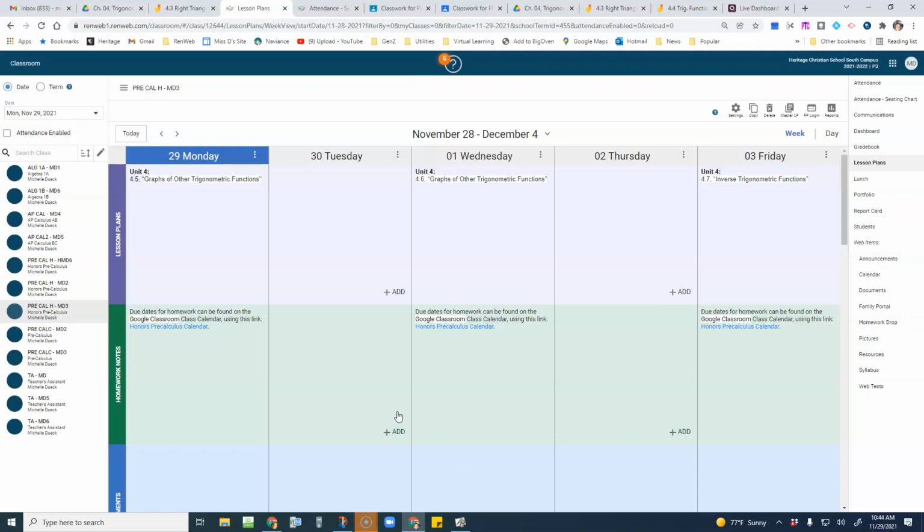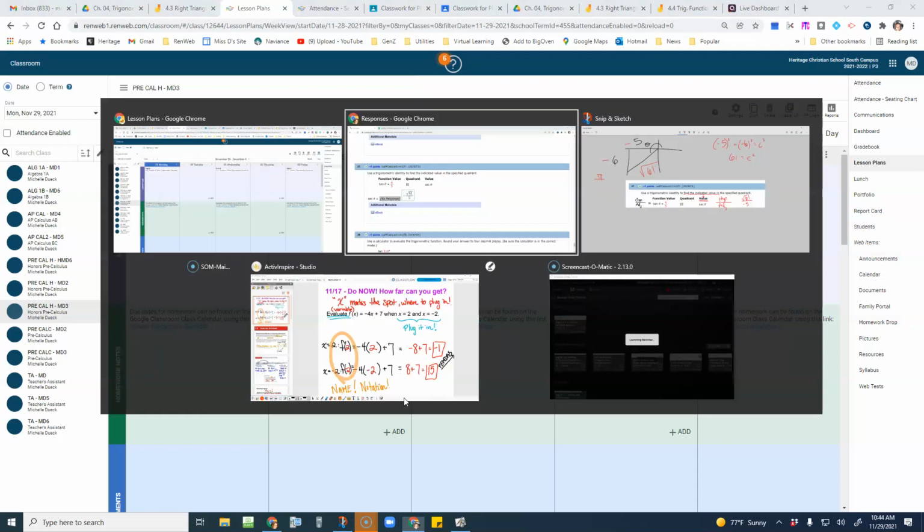Friday is just a minimum day, so I'm fully expecting 4.7 to be pushed over to Monday on Chapel Day, and then have a couple work days before our final exam. We probably will not have a whole other test before finals.